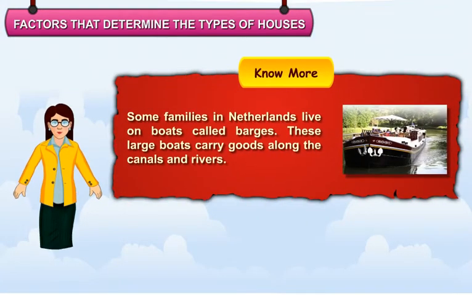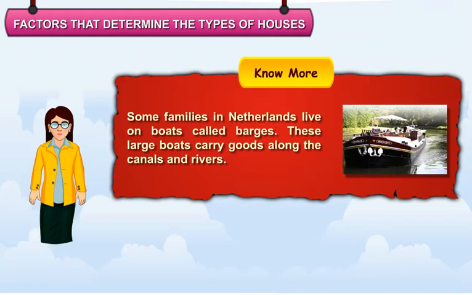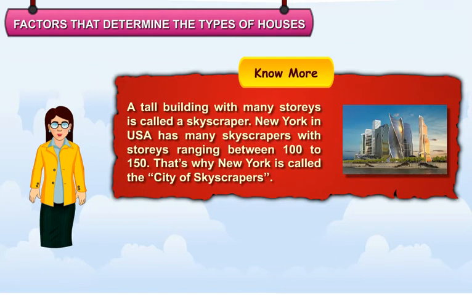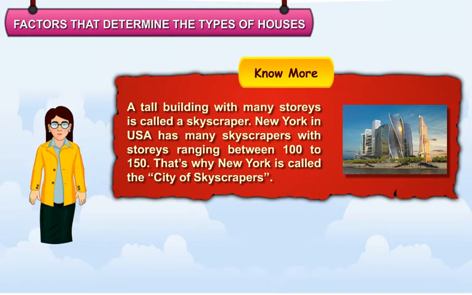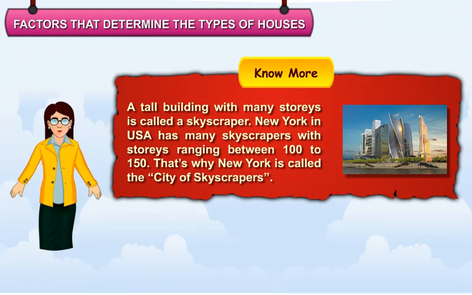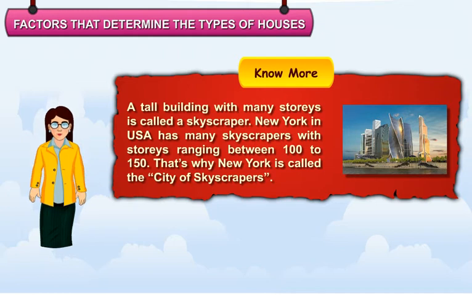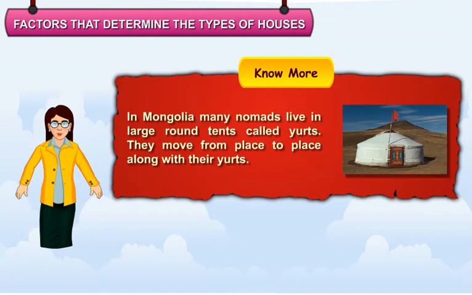Some families in Netherlands live on boats called barges. These large boats carry goods along the canals and rivers. A tall building with many stories is called a skyscraper. New York in USA has many skyscrapers with stories ranging between 100 to 150. That's why New York is called the city of skyscrapers.